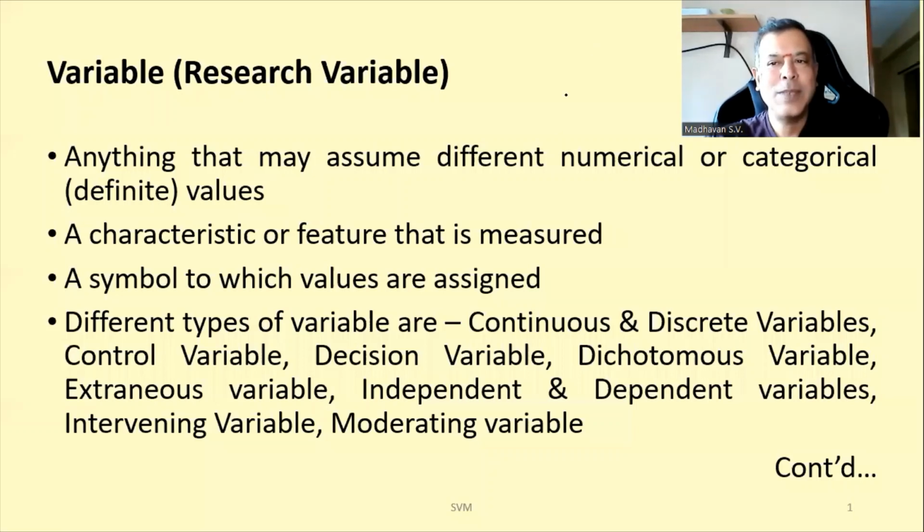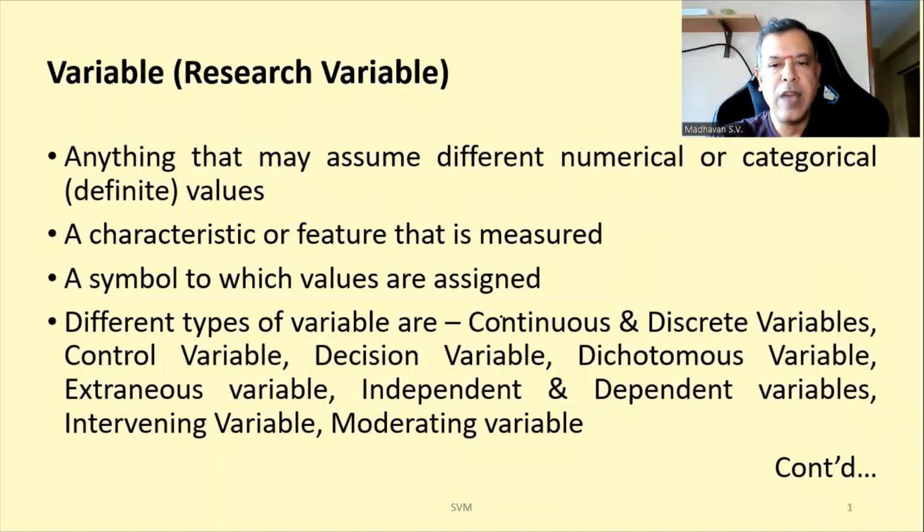Hello everyone. In this, we will understand about variable in research, which is also called as research variable. Anything that may assume different numerical or categorical values or definite values, you call it as a variable. A characteristic or feature that is measured. For example, measuring heights of different people, that height becomes a variable. Similarly, capturing the data about salary of a company's employees, that also becomes a variable.